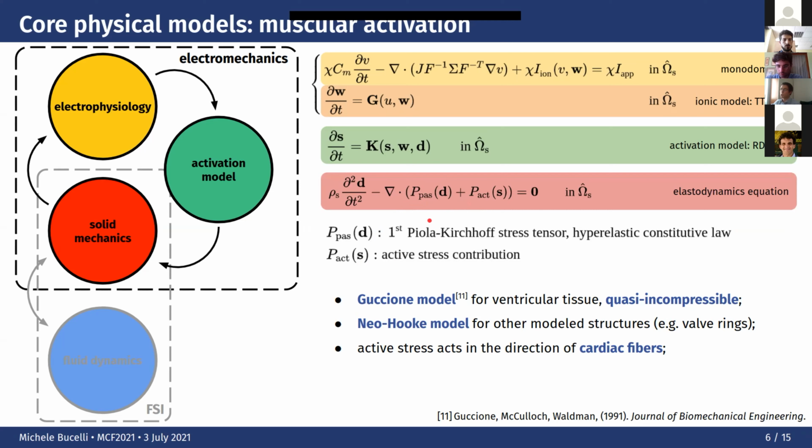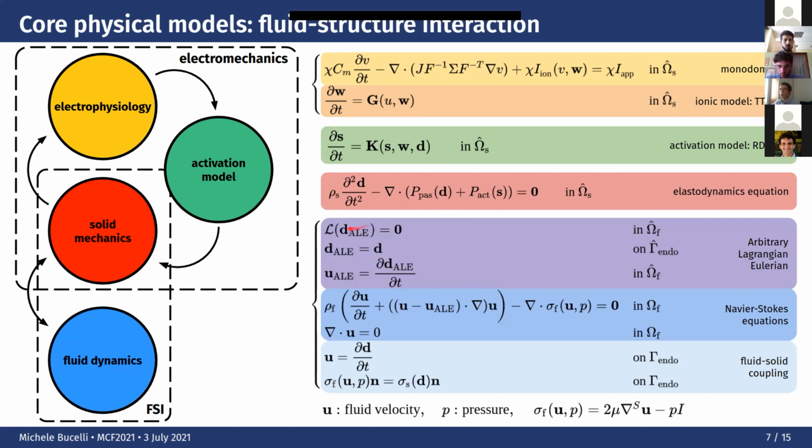In both cases, we treat the material as nearly incompressible, so we penalize local changes in volume. Concerning the active contribution, instead we have some active tension depending on the activation state, which is directed along the fibers of the cardiac muscle. The final piece of our model is fluid dynamics.